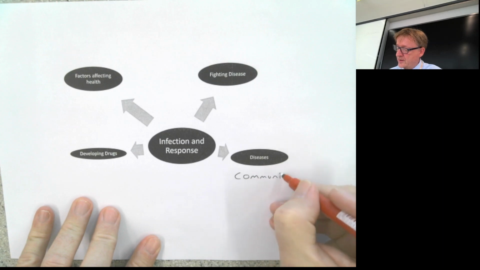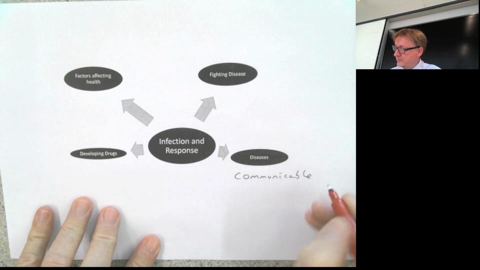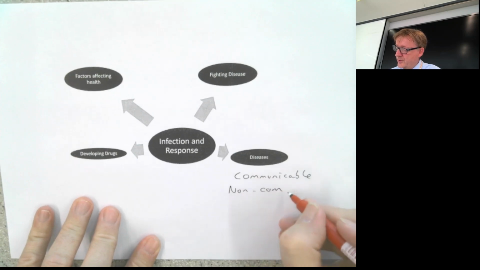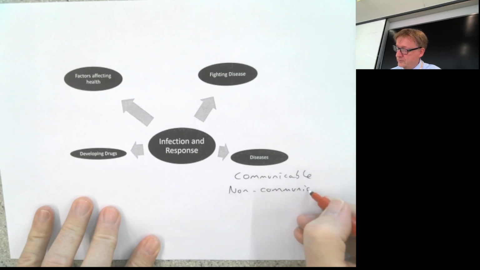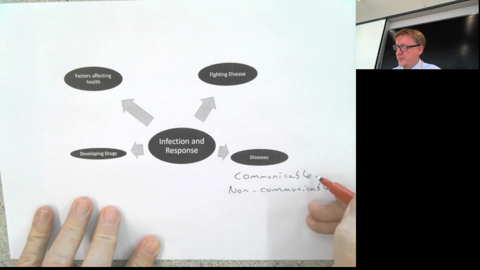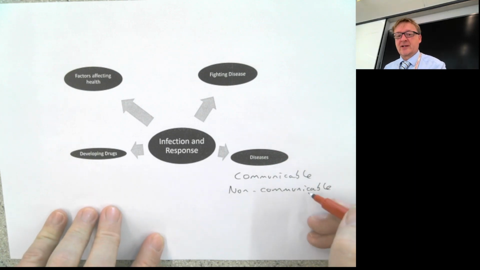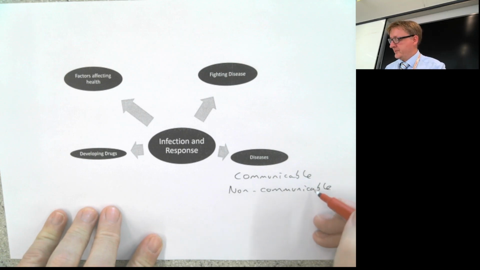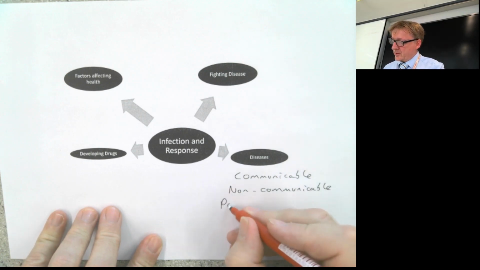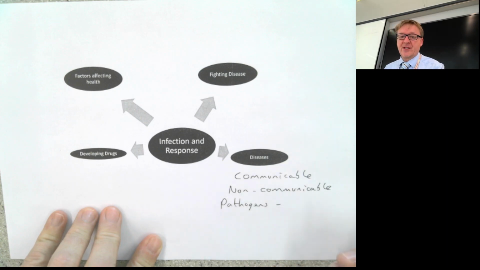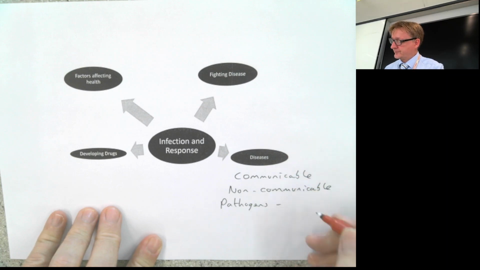We've got our communicable and we've got our non-communicable. A communicable one is one that can be passed on to somebody else. Non-communicable, like cancer, cannot be passed on. We've then got the pathogens. These are the things that are causing the diseases, and these are generally the communicable ones.